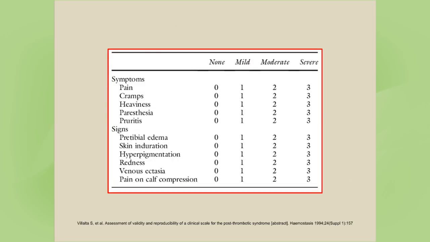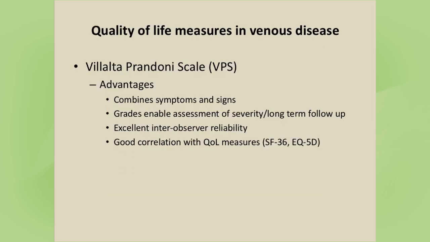And this is the instrument. You have 5 symptoms, 6 signs, and they're graded from 0 to 3, none through the severe form of the variable. The advantages, it combines symptoms and signs. It does this in a slightly better way than the VCSS instrument does. The grading actually enables assessment of severity and allows for long-term follow-up.